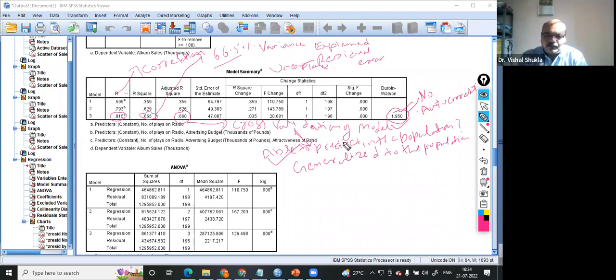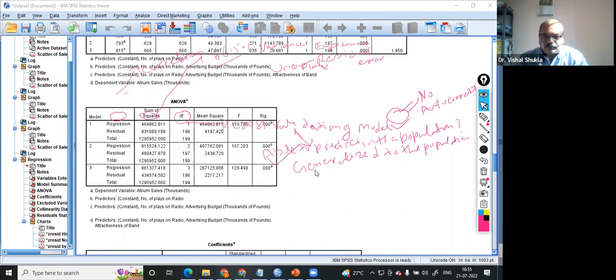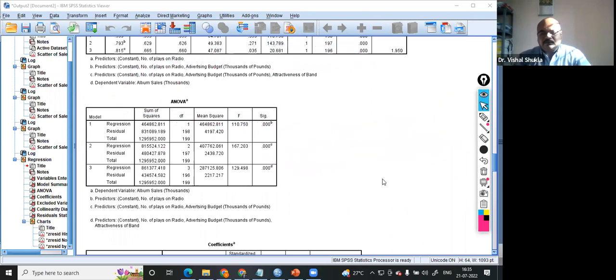Now, what is the role of Anova here? We haven't given any command for Anova, but it is calculating Anova. So what is the role of Anova? This tells you about the fitness of the model. So adjusted R square tells you about the generalizability of the model, and Anova tells you about the fitness of the model.